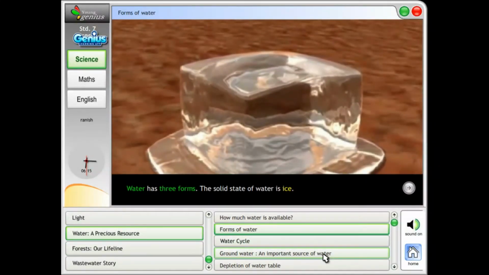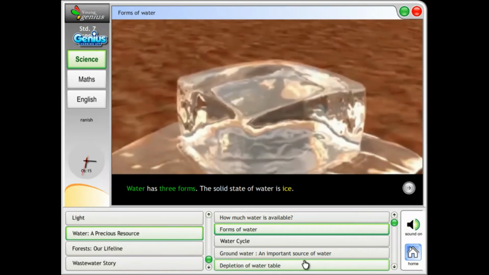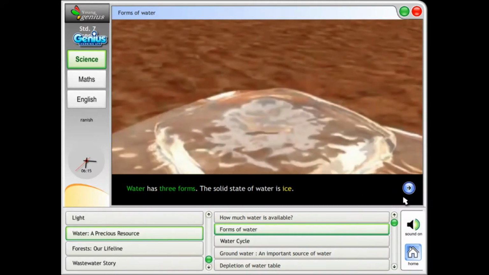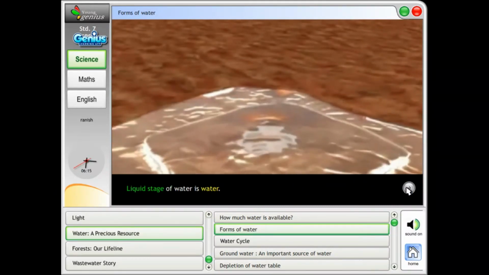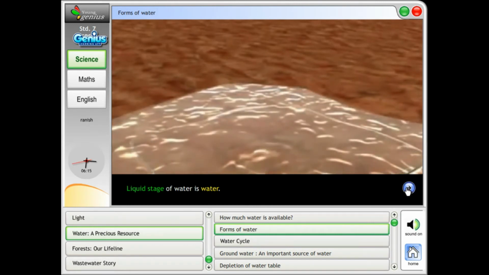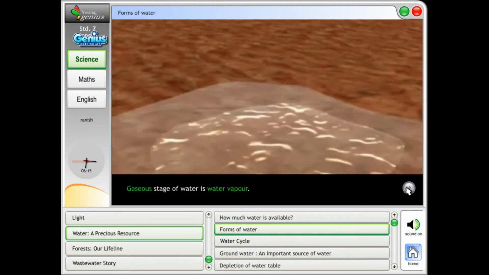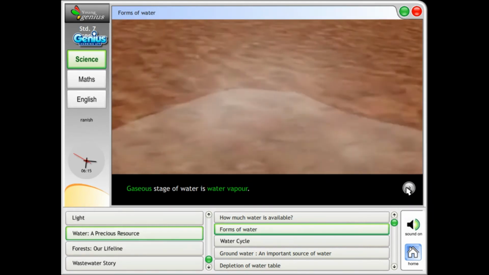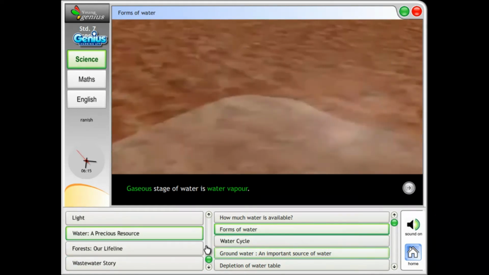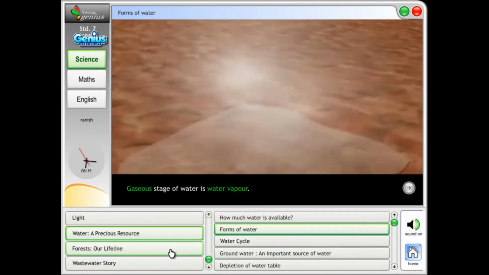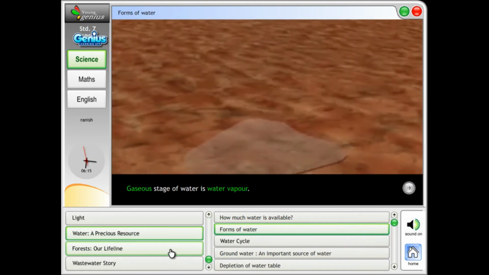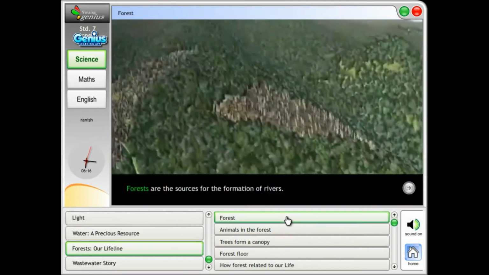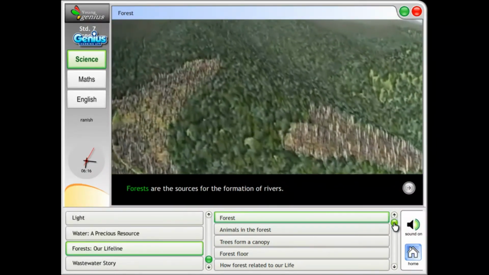Water has three forms. The solid state of water is ice. Liquid state of water is water. Gaseous state of water is water vapor. Forests are the sources for the formation of rivers.